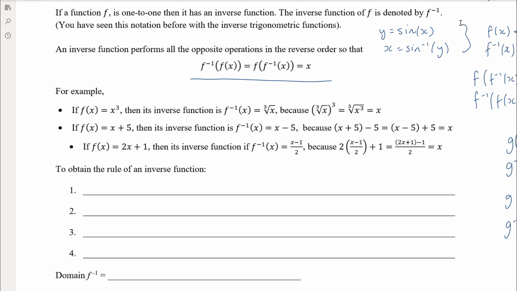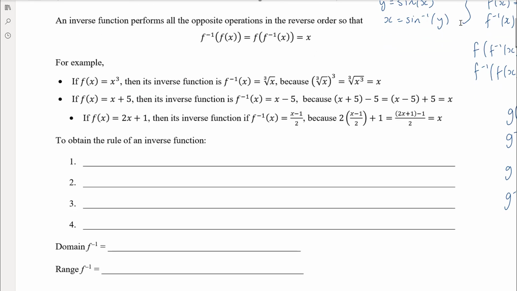So I've listed out some further examples there. For example, if f of x is x cubed, its inverse function, f to the -1 of x, is the cube root of x. And that is true because if I take the cube root of x and substitute it into the original function, I get the cube root of x, all cubed. Or if I take x cubed and sub it into the inverse function, I get the cube root of x cubed. Either way, we end up with x.